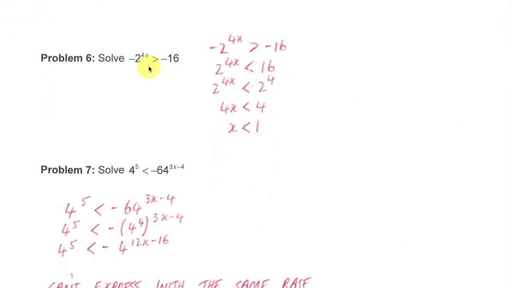Six. Negative 2 to the power of 4x plus 4x is greater than negative 16. In my first move, I multiply both sides by negative 1. So I need to change the direction of the inequality sign. I rewrite 16 so it's 2 to the power of 4. I equate the powers and I solve for x.